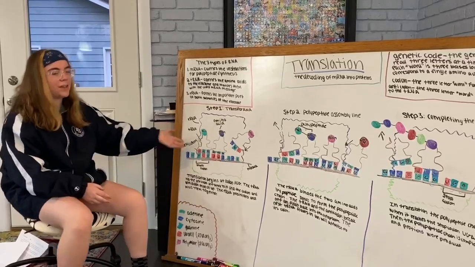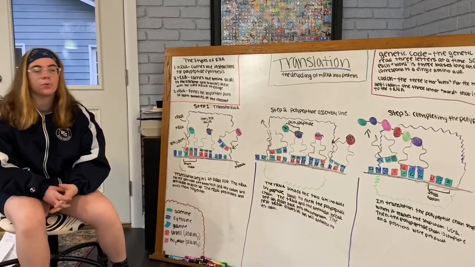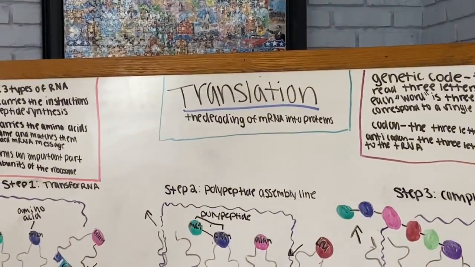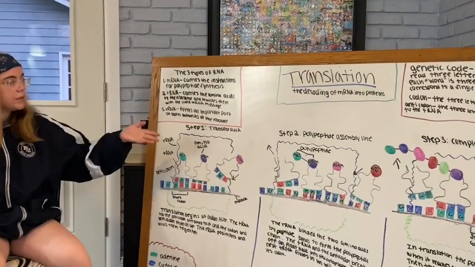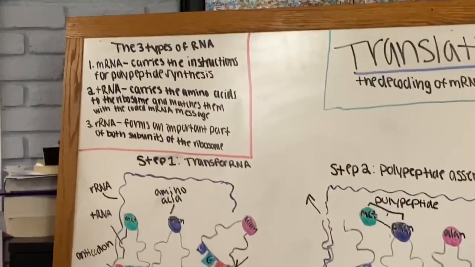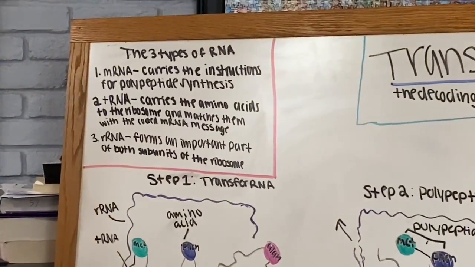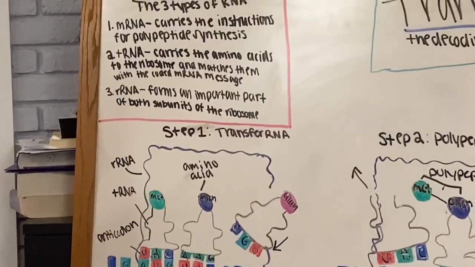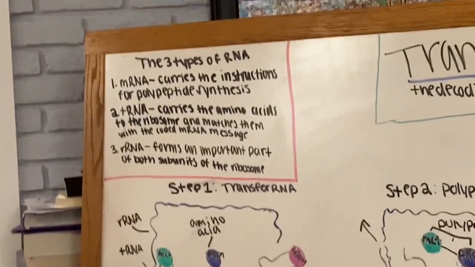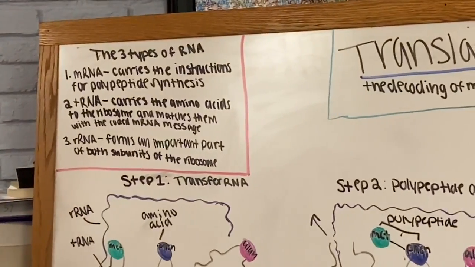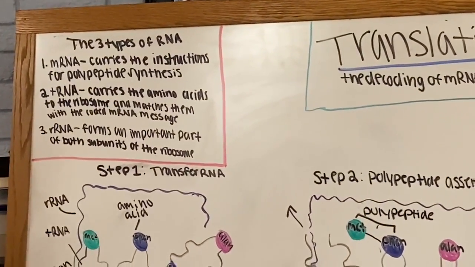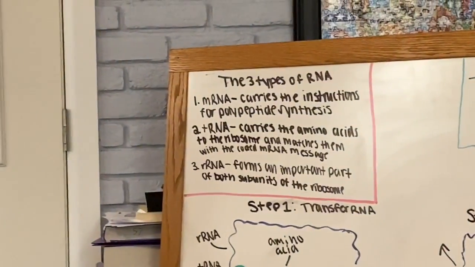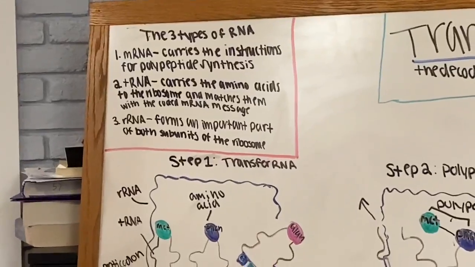Okay, so this is the second of 3 boards, and this board talks about translation, which is the decoding of mRNA into proteins. In translation, there are 3 different types of RNA. There's mRNA, which carries the instructions for polypeptide synthesis. The second kind is tRNA, which carries the amino acids to the ribosome and matches them with the coded mRNA message. The third is rRNA, which forms an important part of both subunits of the ribosome.